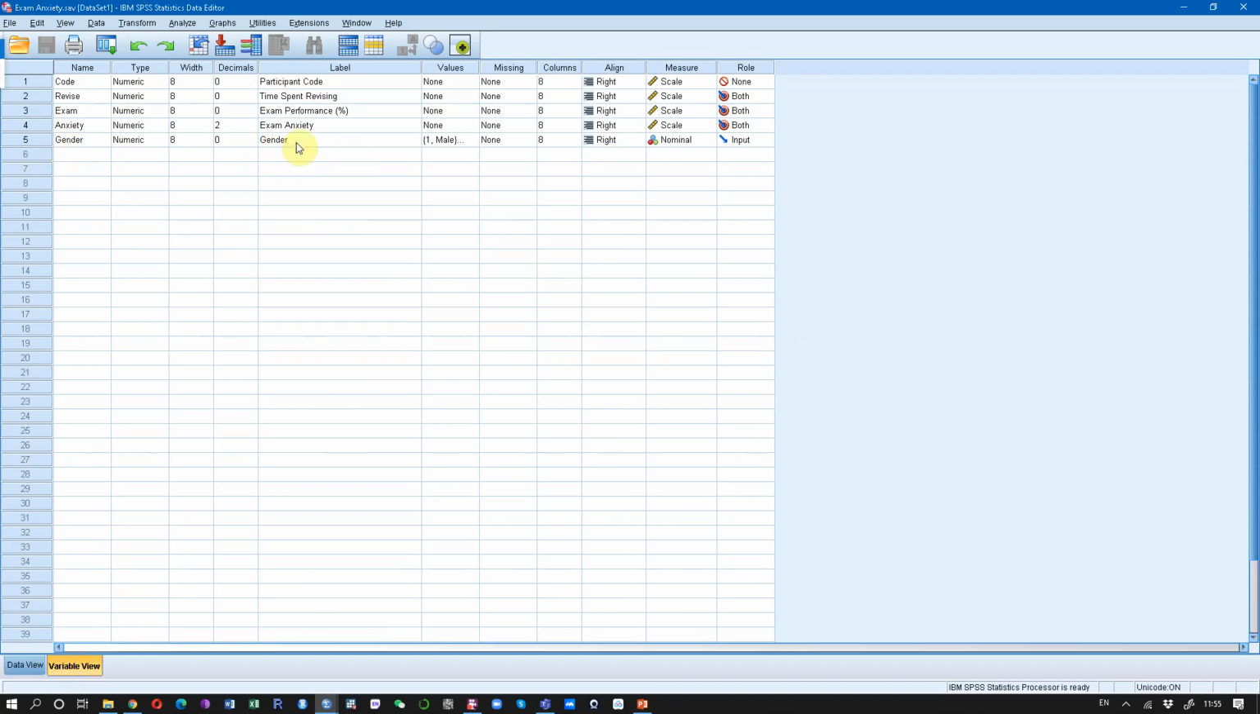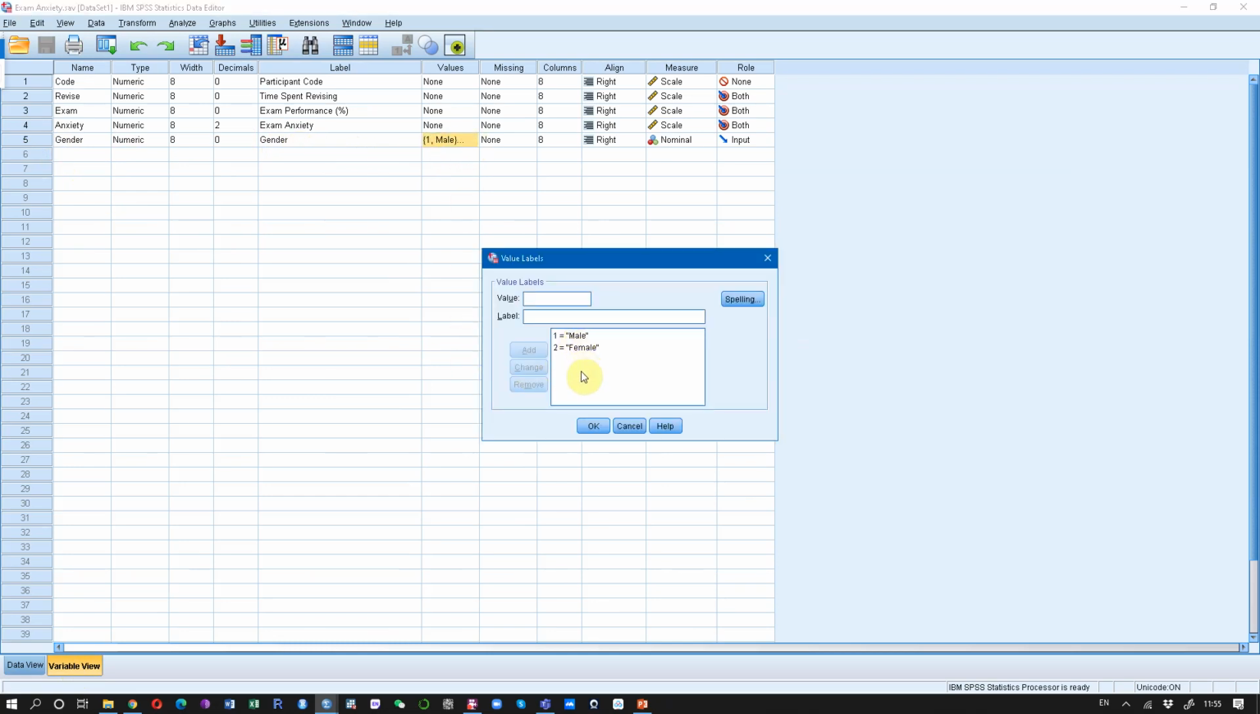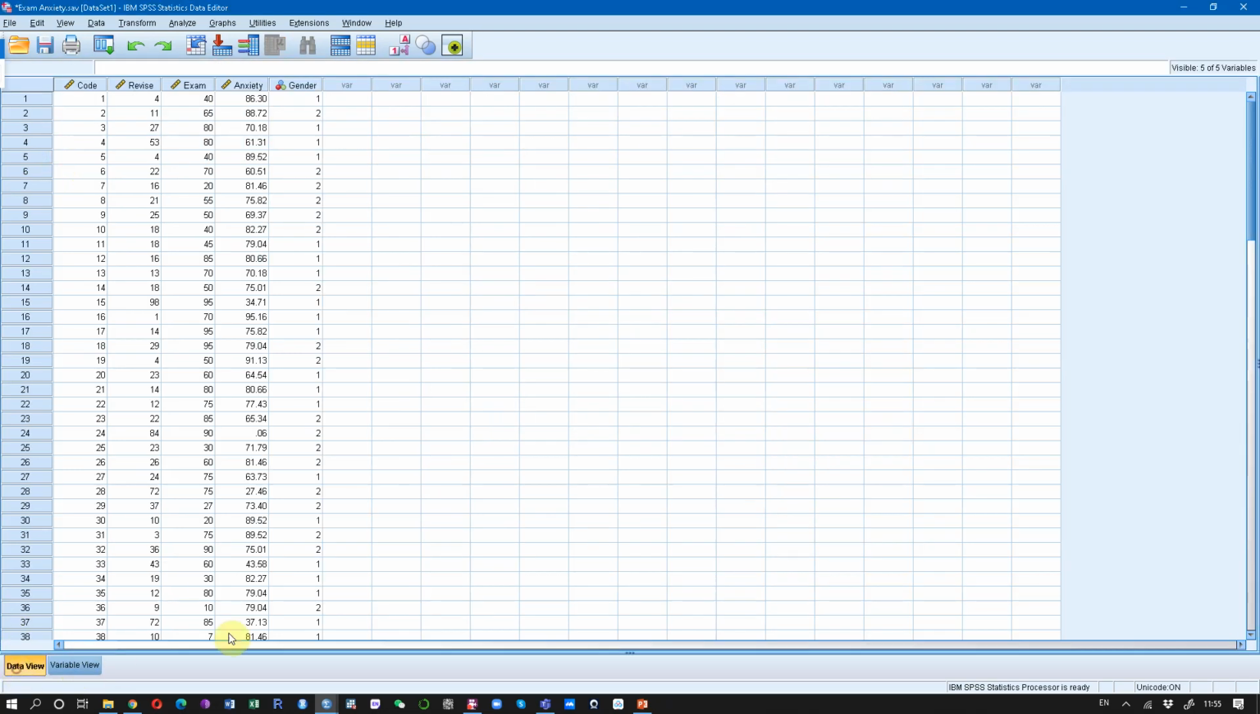Then gender, we have the gender variable here. The coding is 1 is male and 2 is female. So no problem. As I promised, I want to have a look at the descriptives for anxiety. We could, of course, have a look at descriptives for everything, as long as it's continuous. It's different for the categorical one, of course.